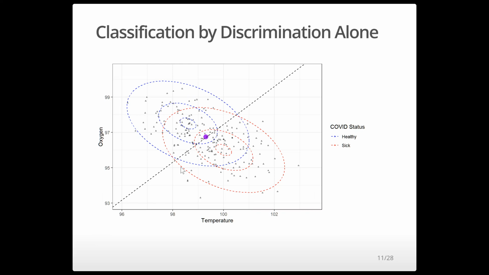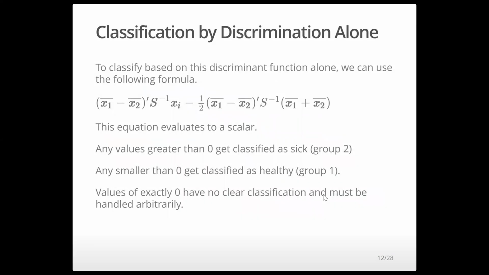And so whichever side of this line someone happens to fall on, we're going to classify them as belonging to the distribution on that side, with the mean on that side of the line. So to classify based on this discriminant function, we can use this formula, which evaluates to a scalar. And then any values greater than 0 get classified as sick, and any smaller than 0 get classified as healthy.